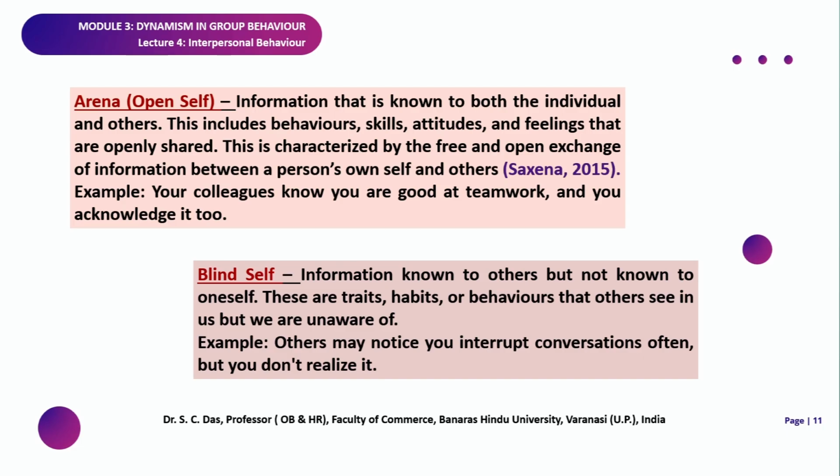Blind self is the second quadrant of the Johari Window: information known to others but not known to oneself. I think this is very important. These are traits, habits and behavior that others see in us but we are unaware of. Others may notice you interrupt conversation often but you don't realize it. I think, students, you can understand exactly what the blind self is. That means other people are understanding your communication but you are not. You are not realizing this.